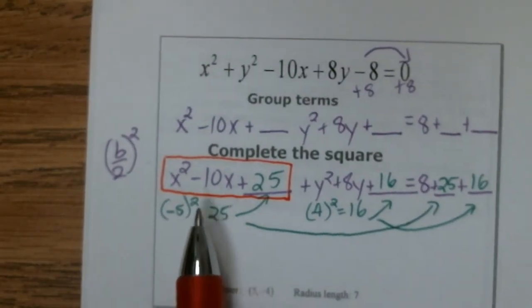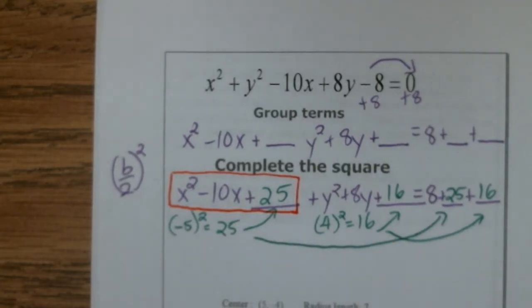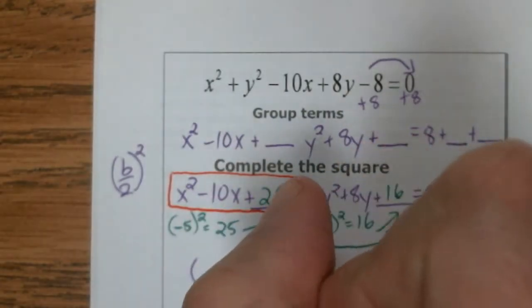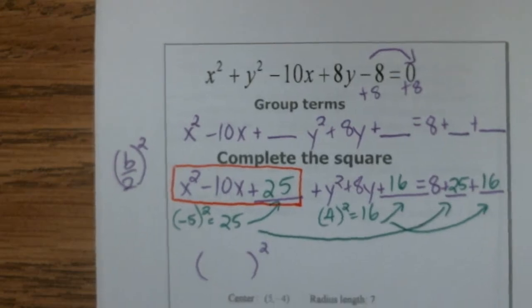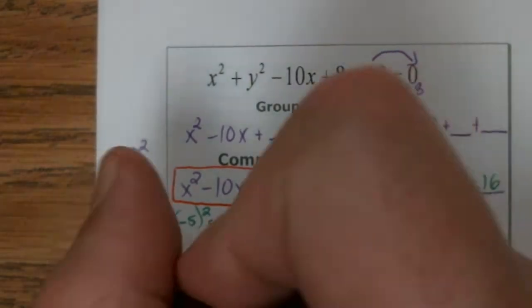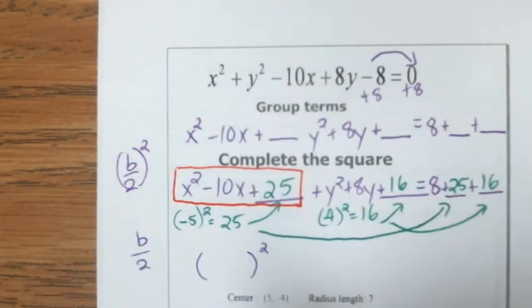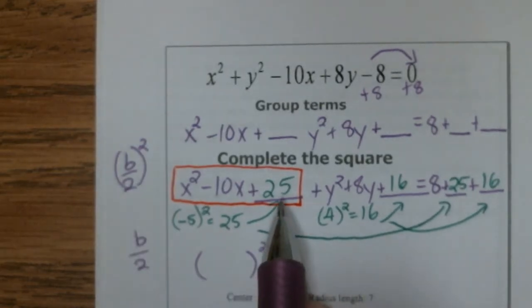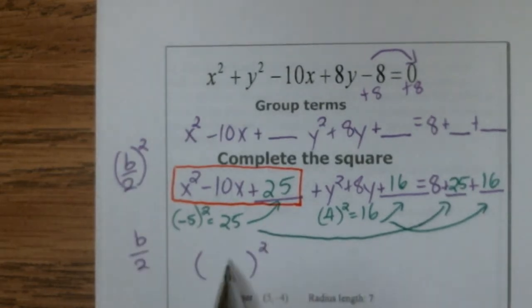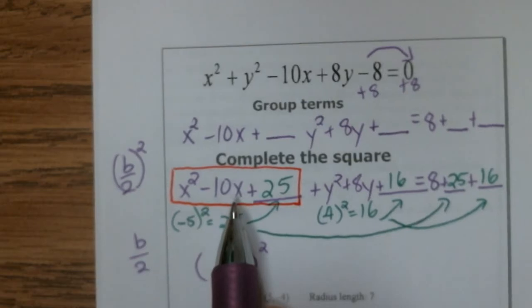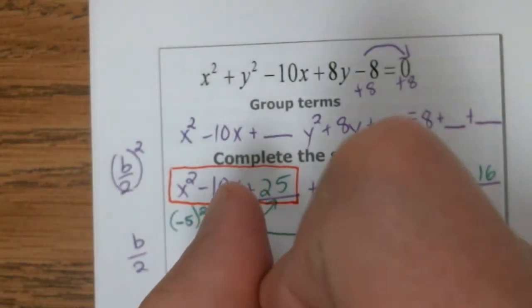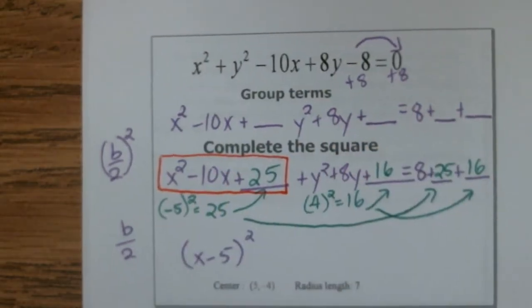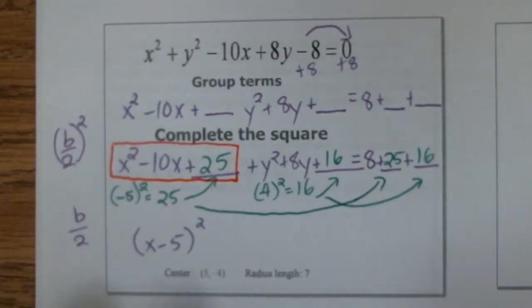If you guys remember, it's always going to be a parentheses squared piece. So to figure out what goes in the parentheses squared piece, the little trick that I taught you guys was just half of b. Half of b squared is how to complete the square, and half of b is how it factors. So half of negative 10 is negative 5, so I'm going to have an x minus 5 in this little piece. Same thing over here.